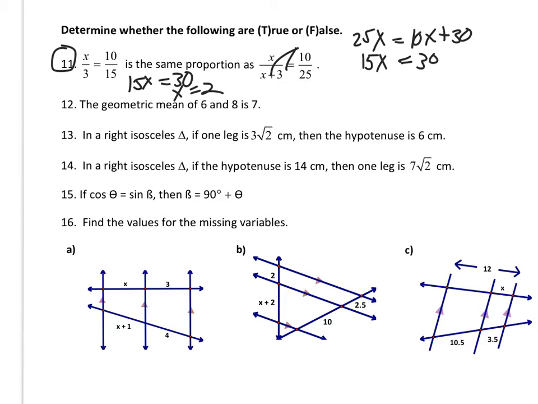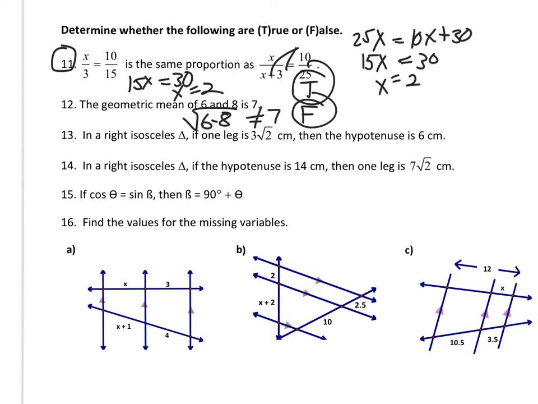15x is 30. So again, x is 2. So since x equals 2 for both of them, the answer to this question is true. Number 12, the geometric mean of 6 and 8 is 7. So the square root of 6 times 8 is not going to equal 7, so that one is false.